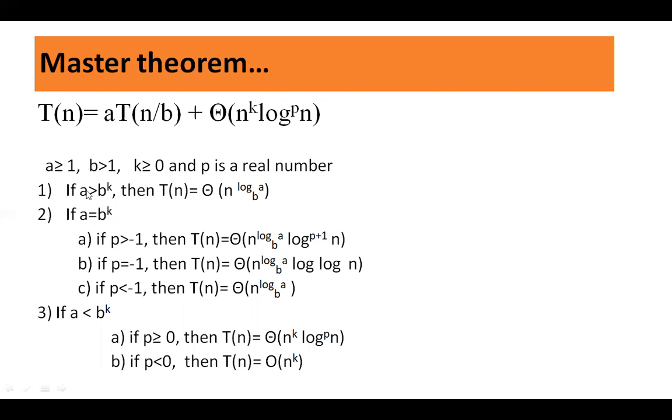Now, whenever you're given a recurrence relation and you're applying the master theorem, there are three possible cases. The very first case is if a is greater than b^k, then the solution is T(n) = theta(n^(log a to the base b)).